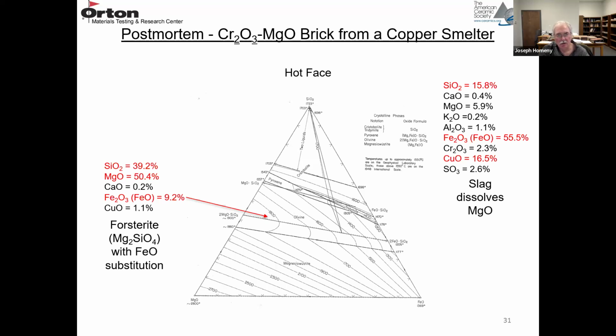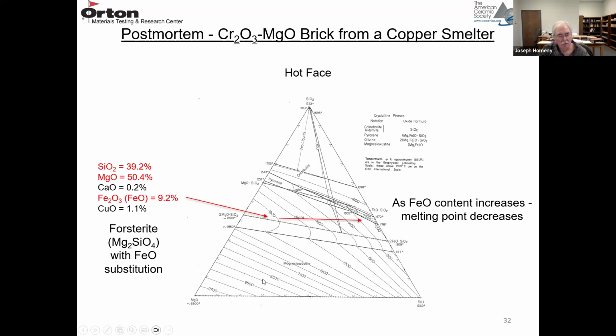The chrome magnesite by itself is a pretty complex microstructure, and it gets even more complex when you react it with the slag. So this just summarizes what I said. As corrosion takes place, you're moving across this phase diagram. So as the FeO content increases, the melting points are going to decrease.